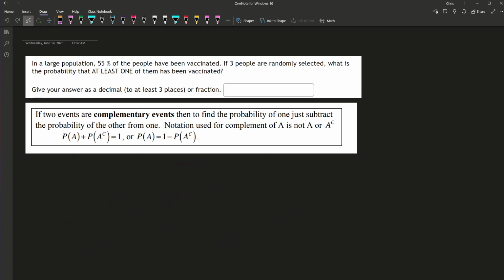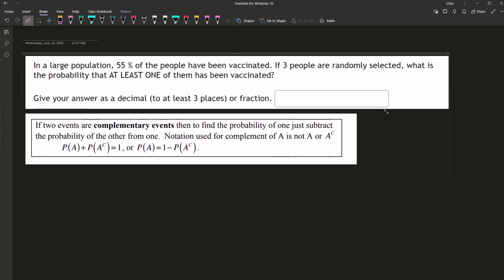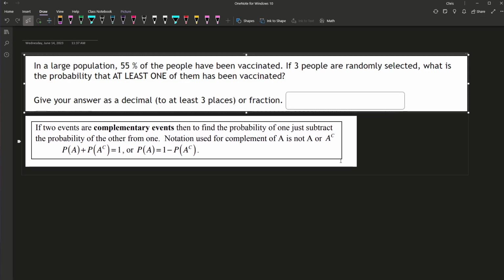Next up, I have a question from the homework. And this question says, in a large population, 55% of the people have been vaccinated. If 3 people are randomly selected, what is the probability that at least one of them has been vaccinated? Give your answer as a decimal to at least 3 places or a fraction.